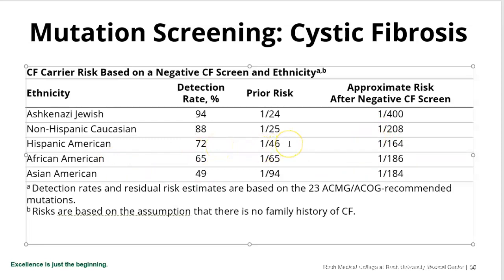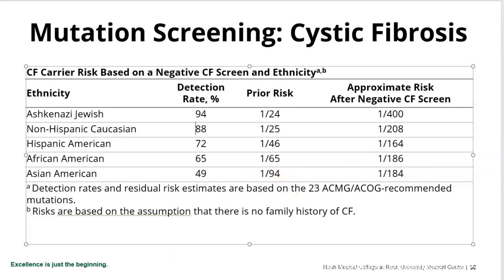So even though the risk is about half that of Caucasians and Ashkenazi Jews, the risk doesn't drop all that much. Same with African Americans: the risk is almost a third of Caucasians, but after testing, it's 1 in 86, which is a greater risk than that of individuals of either Caucasian or Ashkenazi Jewish descent. And then Asian Americans, only about a 49 or 50% detection rate. The risk is super low, but it really doesn't drop all that much looking at common mutations.